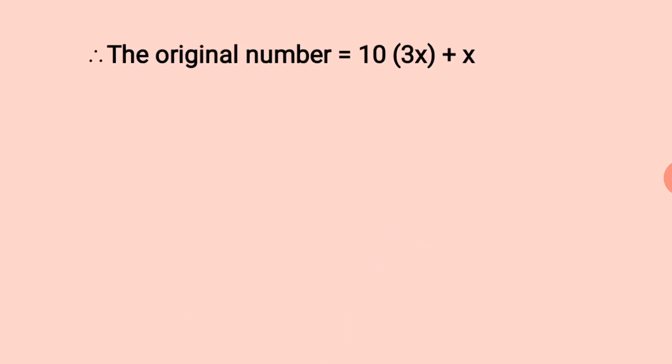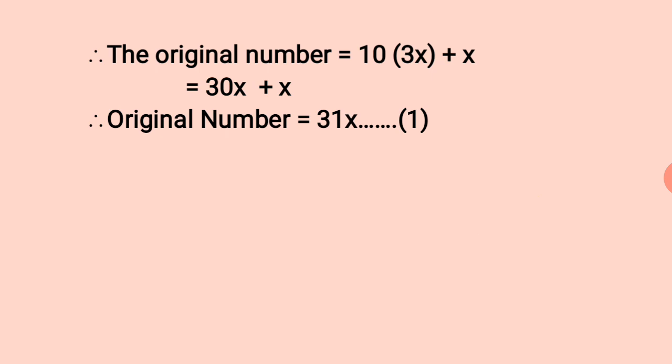Now, let us make the original number. As told, the tens place digit will be multiplied by 10. So it is 10 into 3x. And units place digit is multiplied by 1. So x into 1 is x. And finally they are added together. So the statement is 10 multiplied by 3x plus x. Solve it and you get it as 31x. So our original number is 31x.